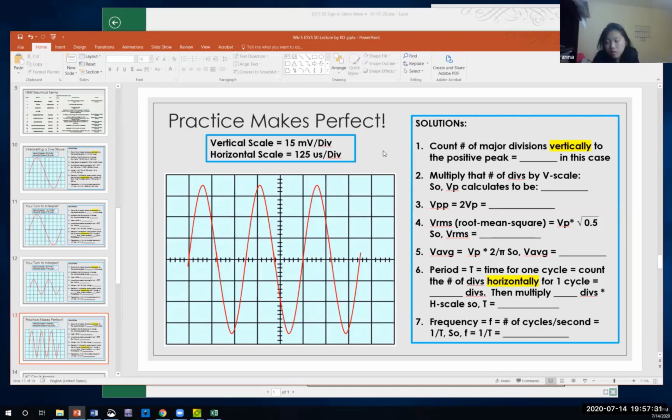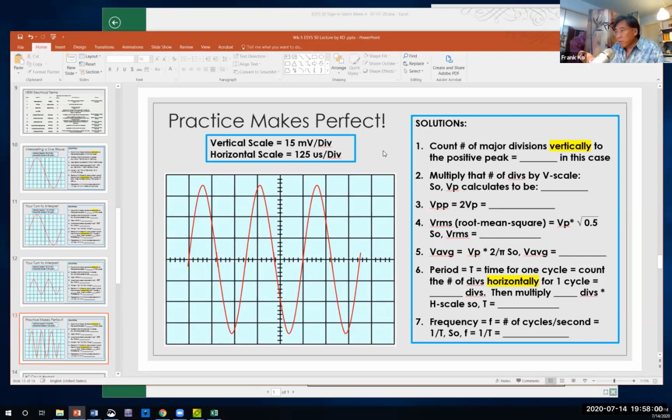So, the period of one cycle was around 2.5 divisions. Then I multiplied that by 125 microseconds per division, and I got 312.5 microseconds. That looks pretty good. How many people concur with 312.5 microseconds?